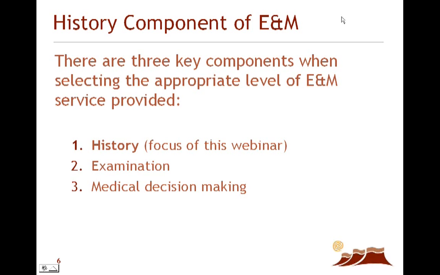Just a reminder, we have the three components: history, exam, and medical decision-making. When we have a new patient, we have to have all three components. When we're doing a follow-up patient, to bill at any particular level, you have to meet criteria for 2 of the 3. Now, you can all imagine that the history will be involved in almost any visit you do, because if you don't have a good history, then it's hard to justify any level of exam or the medical decision-making. So you can almost count on component number 1, the history, being a key factor in every visit we do.